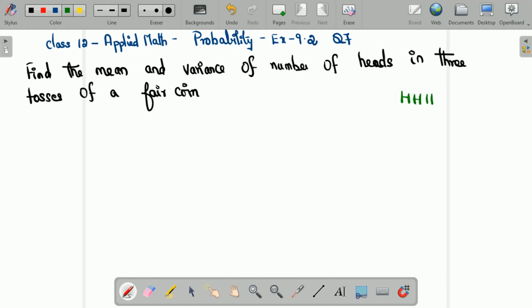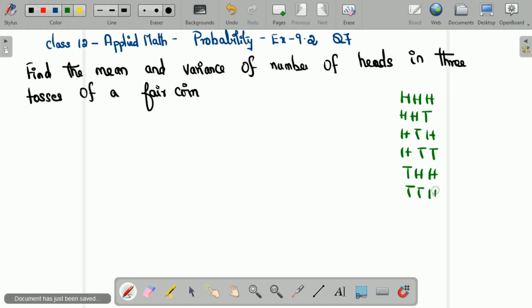All the 3 could be head. So this is one possibility. The other is head, head, tail. Next is head, tail, head. And lastly, it's head, tail, tail. Now let's repeat it with tail: tail, head, head; tail, head, tail; tail, tail, head; and tail, tail, tail. So there are totally 8 outcomes when you toss 3 coins.